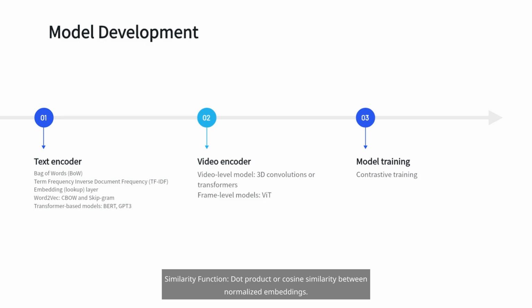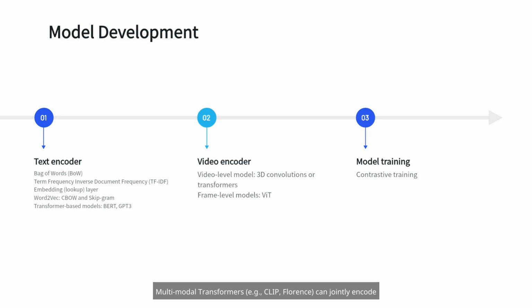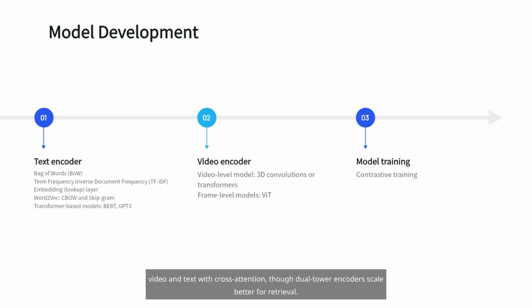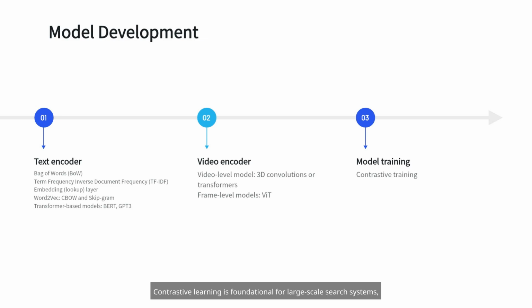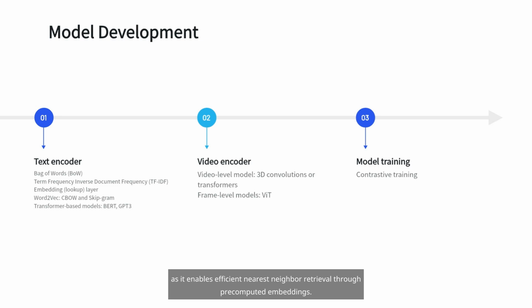Implementation details. Similarity function, dot product or cosine similarity between normalized embeddings. Temperature scaling, applied before softmax to control sharpness of the similarity distribution. Multimodal transformers, e.g., CLIP, Florence, can jointly encode video and text with cross-attention, though dual-tower encoders scale better for retrieval. Contrastive learning is foundational for large-scale search systems, as it enables efficient nearest neighbor retrieval through pre-computed embeddings.